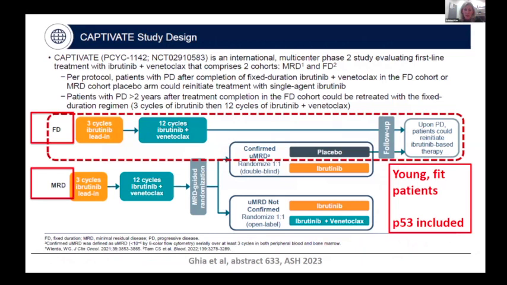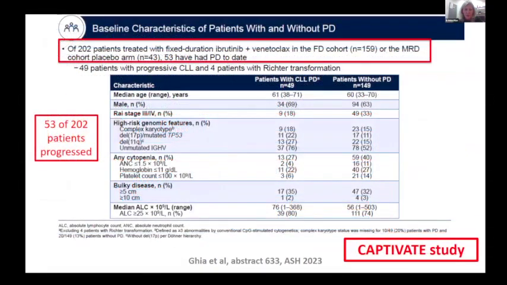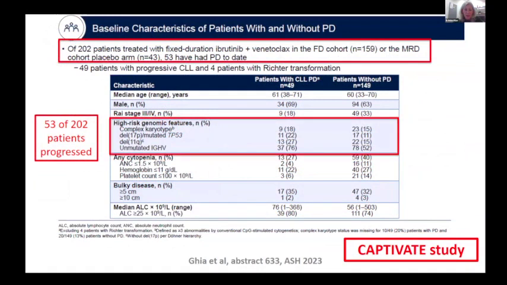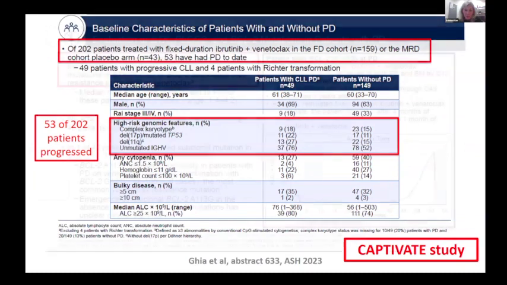So the CAPTIVATE study had a fixed duration cohort and an MRD-driven cohort. And he presented the data at ASH 2023 for 202 patients who had received just 15 cycles of ibrutinib and venetoclax. So the same as what we currently have access to. These were young, fit patients. And of the 53 patients who progressed, you won't be surprised to see that they were enriched for these sort of high-risk genomic features, so P53 aberrations, DEL11Q, unmutated IGHV status, compared to the patients who didn't progress.